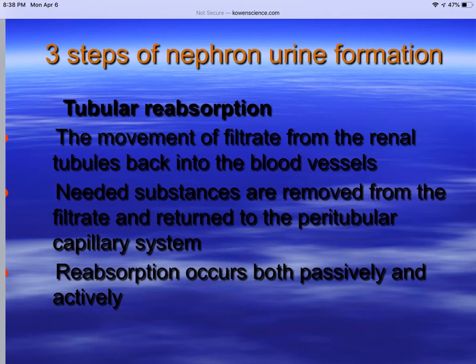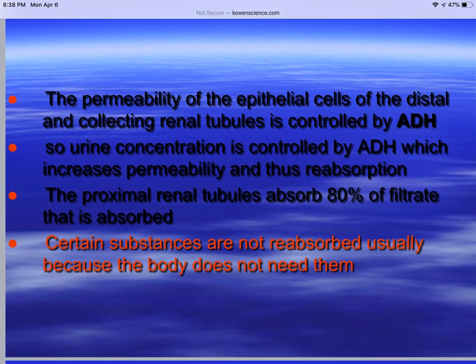Step 2 is the tubular reabsorption, and this is the movement of the filtrate from the renal tubules back into the blood vessels. Needed substances are going to be removed from the filtrate and returned back into the peritubular capillary system. The reabsorption occurs both passively and actively, meaning some occurs without energy of the body being used, while others require the body to use up energy to reabsorb that needed material.